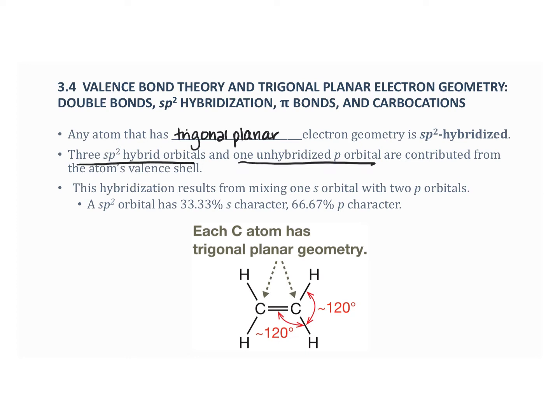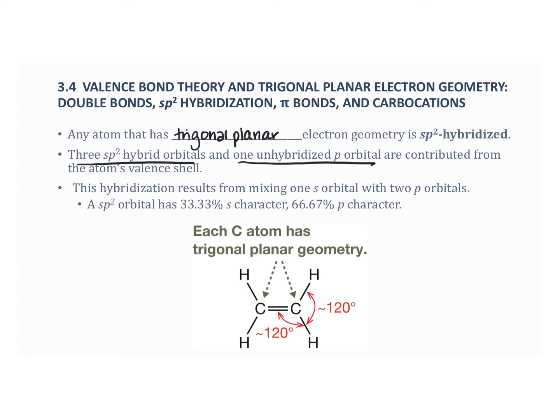What we're going to see here, and you'll see it on the next slide, is that the sp2 hybrid orbitals point to the corners of a triangle, right? Because when we think about this, it's kind of like a triangle because we have about a 120 degree bond angle. And then the unhybridized p orbital is perpendicular to that triangle.